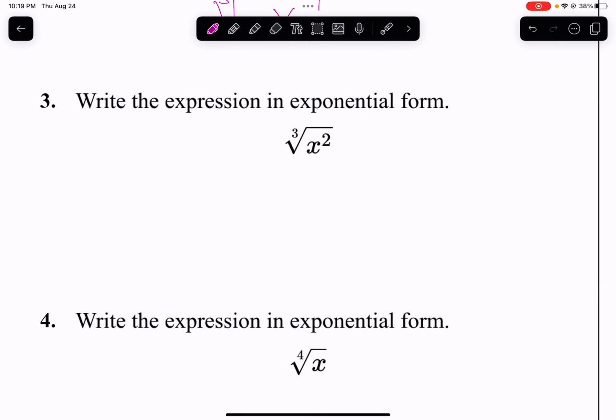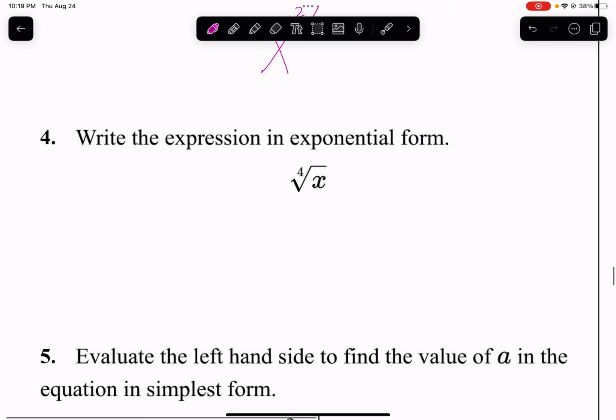All right, number 3 here, okay? Now they gave us the radical and they want us to write it in exponential form. So it's going to be x to the power of 2/3. This one is tricky because we know that our denominator is going to be 4, but we don't have anything here for our numerator. Remember, there's an implied 1 there, okay?